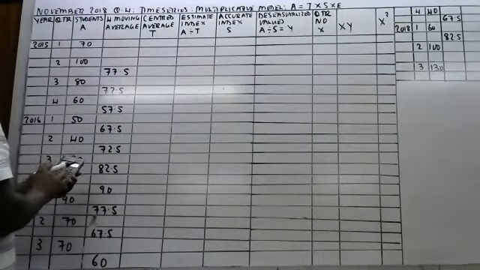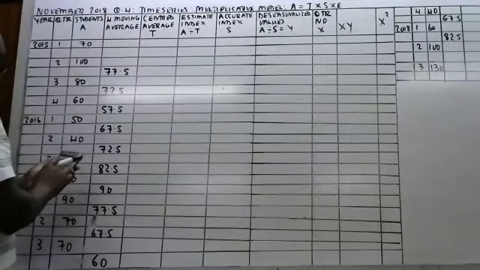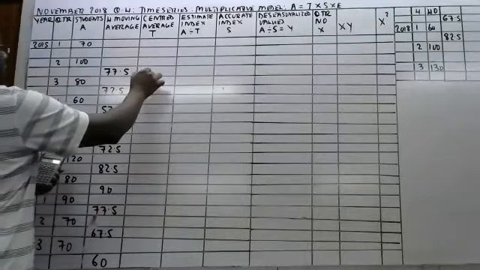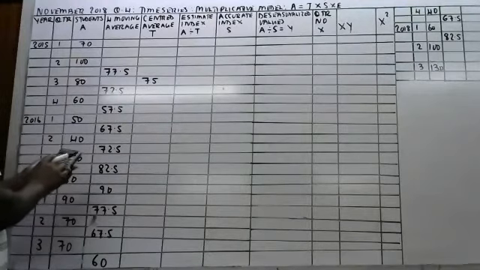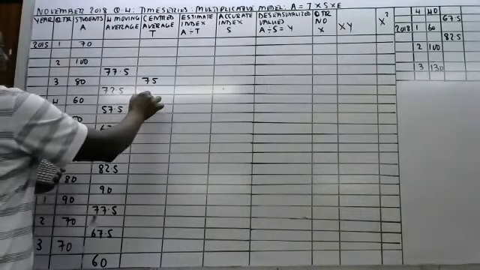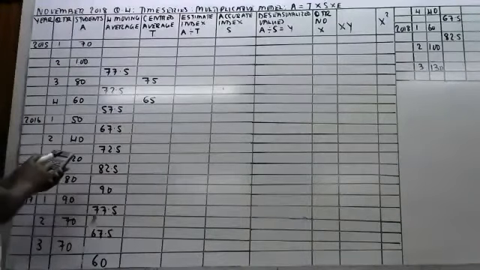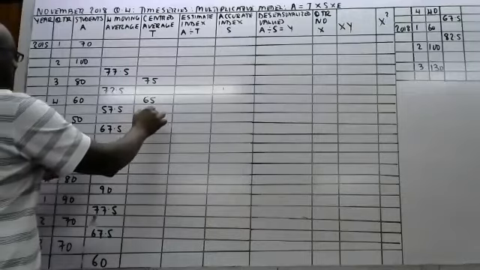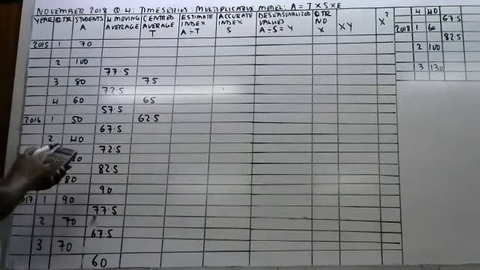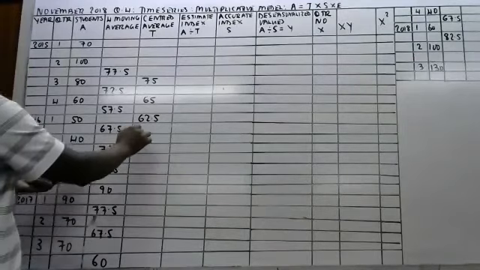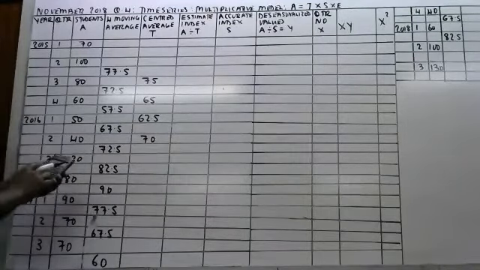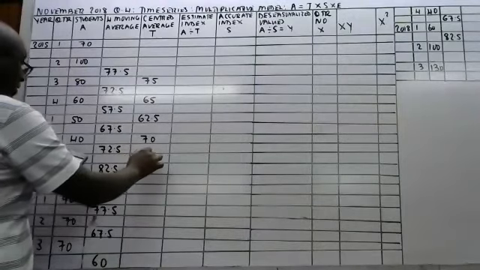So 77.5 plus 72.5 divided by 2 is 75. You write at the center. 72.5 plus 57.5 divided by 2 is 65. 57.5 plus 67.5 divided by 2 is 62.5. 67.5 plus 72.5 divided by 2 is 70. 72.5 plus 82.5 divided by 2 is 77.5.